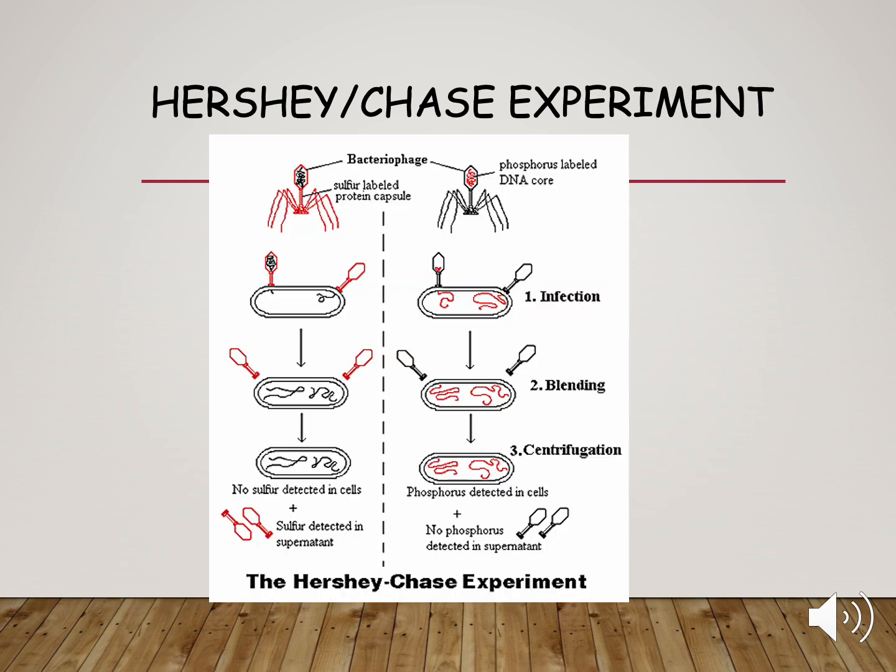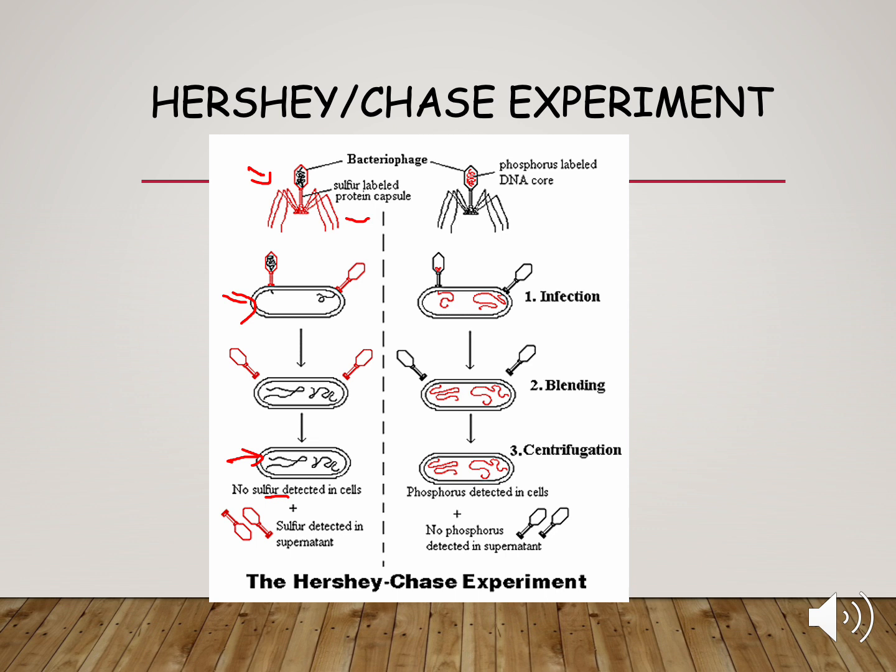Hershey and Chase experiment, they took the bacteriophage, and in one case they were looking at the protein. On this side they're looking at the protein, and they allowed that bacteriophage to attach to the bacteria, and then they noticed that there was no sulfur detected in the cells at the end. Since there's no sulfur, they knew that the protein was not responsible for passing on genetic information.